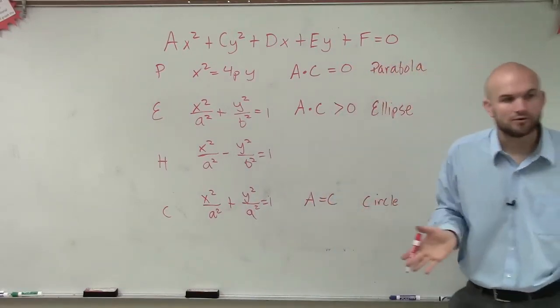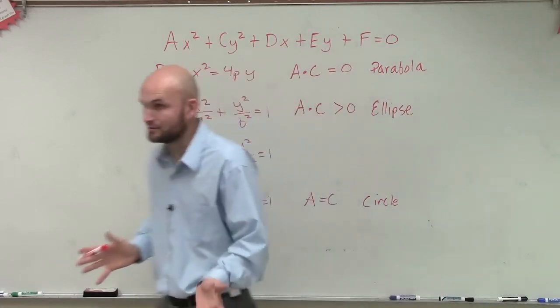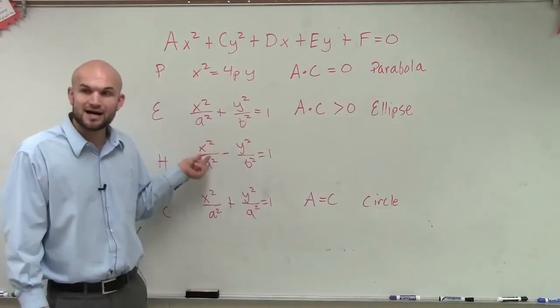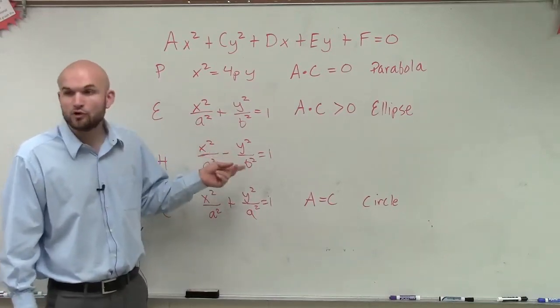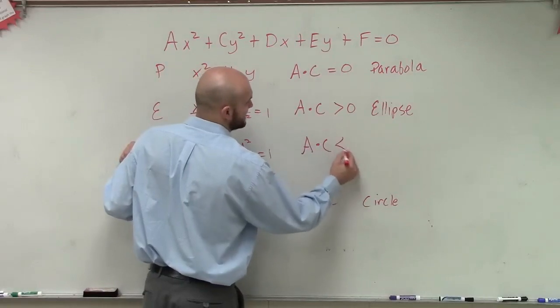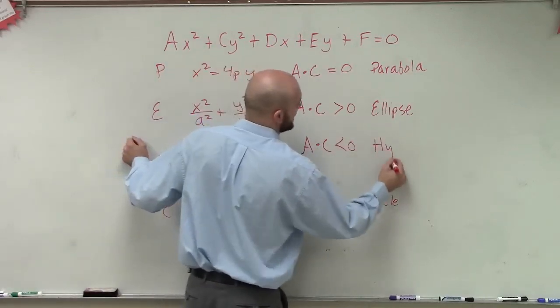Now, remember, a hyperbola was subtracting. It's the same thing, but now you subtract. So therefore, what you really have is a positive coefficient times a negative coefficient. That means if you have a times c less than 0, then you have a hyperbola.